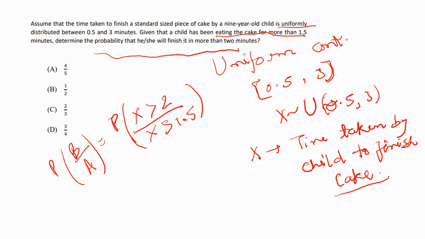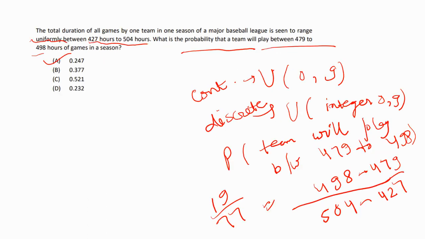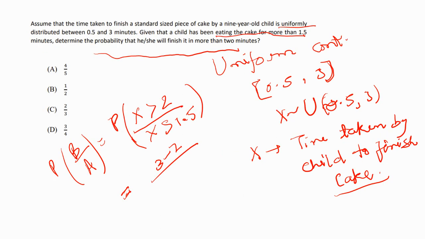Okay. So what will be the answer? Now probability x is greater than 2, how will we find it? X greater than 2 means it will be between 2 to 3. So it will be 3 minus 2 divided by the whole range, like we did here. So it will be 3 minus 2 divided by the whole range, which is 3 minus 0.5. Divided by, since it is greater than 1.5, it will be 3 minus 1.5, divided by 3 minus 0.5.